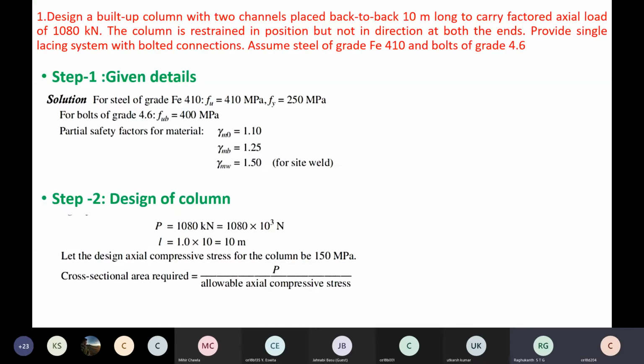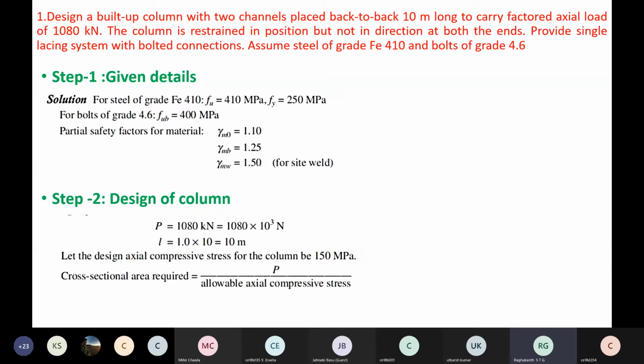0.6 times the fy. That is the first step, so this you have to assume. Slenderness ratio you can't use here, because for built-up columns we don't know the slenderness ratio beforehand. It is very difficult because of lacings and shear deformation. Okay, this is the first step.